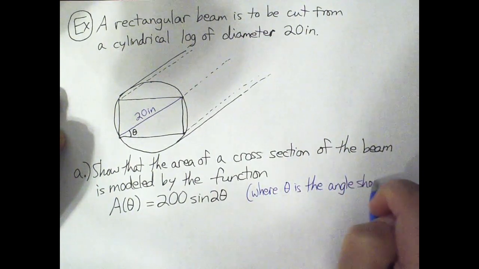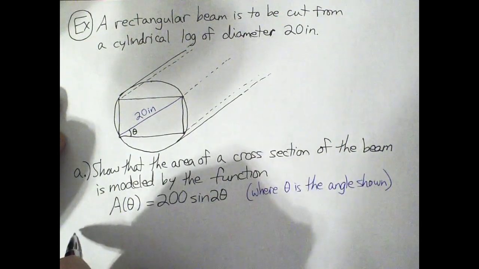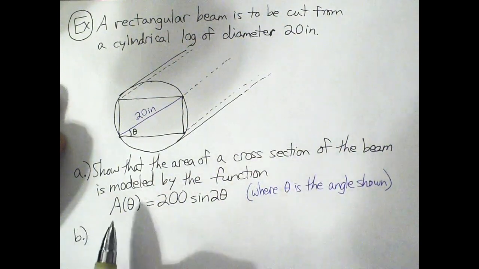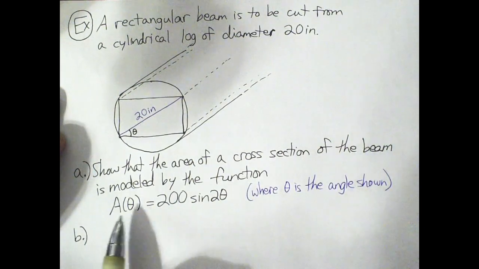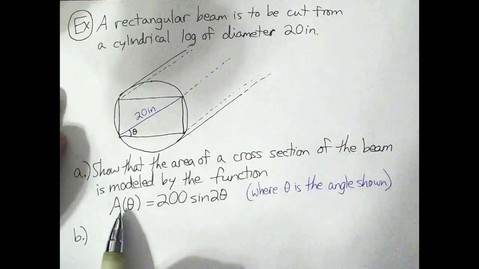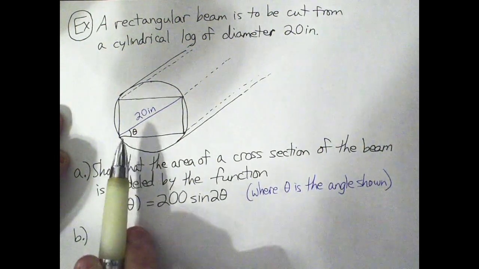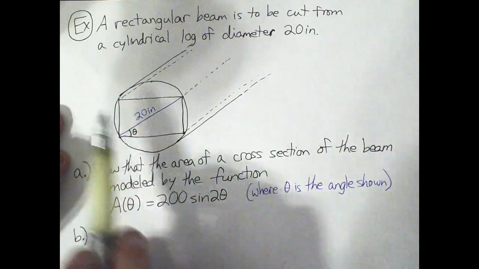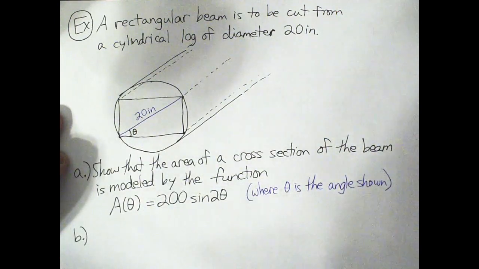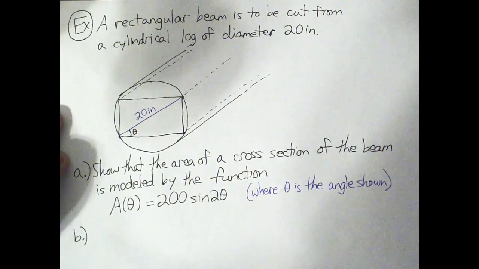I mean, I think that I didn't really have to write that. I think you know that theta is the theta that's shown in the picture. This is a function, right? A of theta. It's not A times theta. It's A of theta equals this. It's the area function. We're kind of saying that for different angles of theta, you would get a different shaped rectangle, and you would get a different area of a cross-section, because it would be a different rectangle.